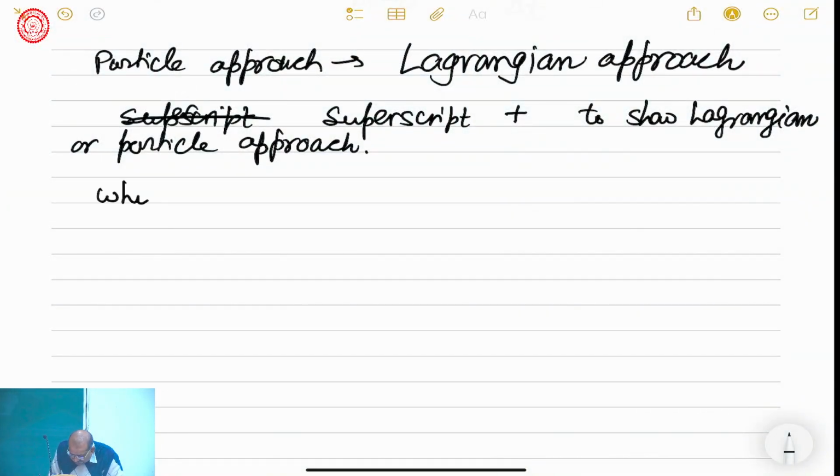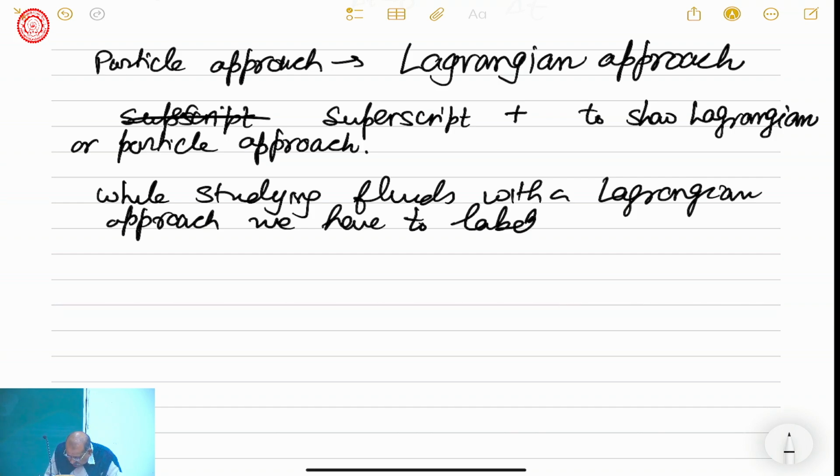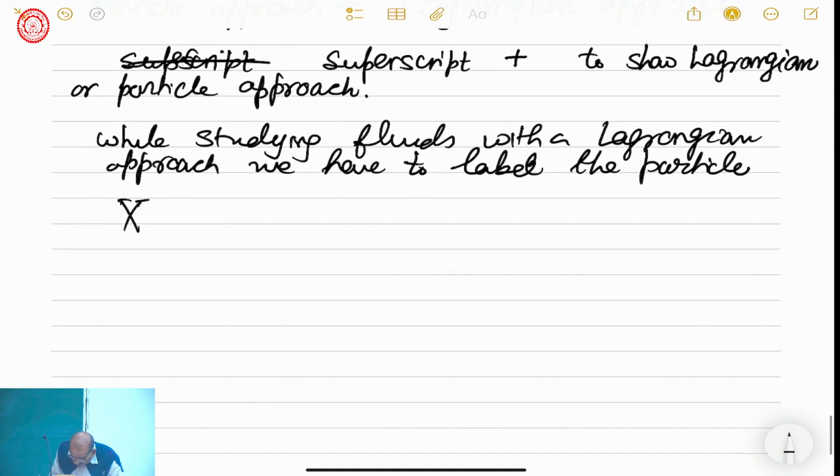So while studying fluids with a Lagrangian approach, we have to label the particle. And how do we label?